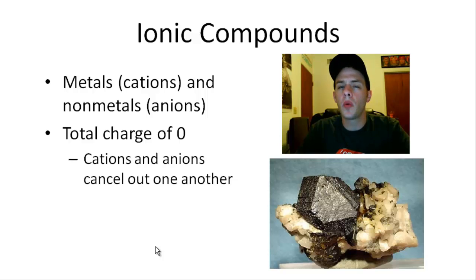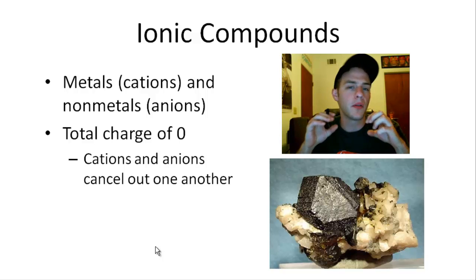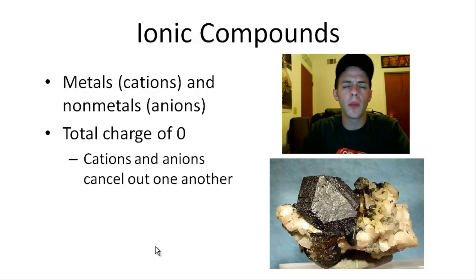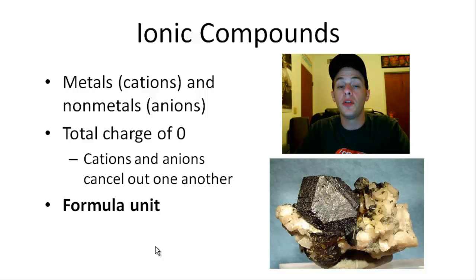So that means that the total charge coming from your cations has to neutralize the total charge coming from your anions. This is going to be very important when we go into writing formulas for these things. And remember, when we write formulas for ionic compounds, what we're writing is the formula unit. And a formula unit is basically the smallest electrically neutral collection of cations and anions.